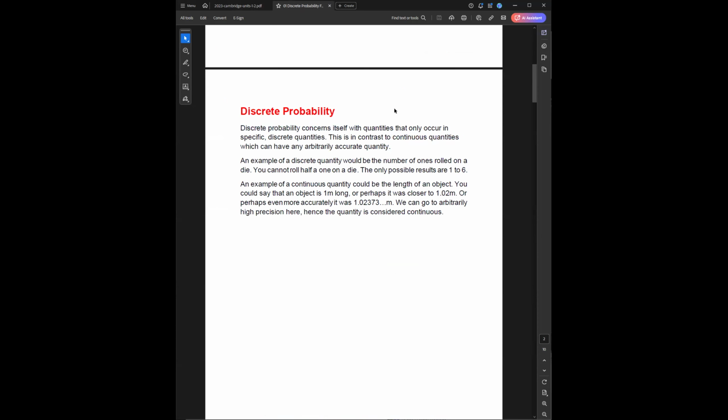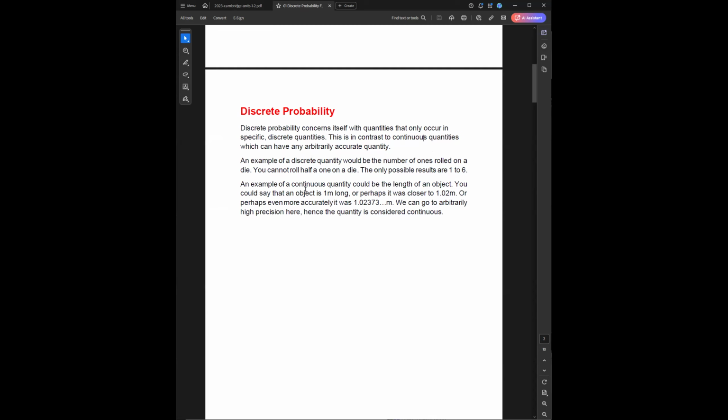So discrete probability is all about this idea that quantities can only occur in very specific values, right? If you imagine rolling a dice, you can only roll 1 to 6. You can't roll half of a one. You can't roll a half on a six-sided die. That's just not going to happen unless you have very special dice. That's what discrete is all about. You have very specific outcomes and only those outcomes.